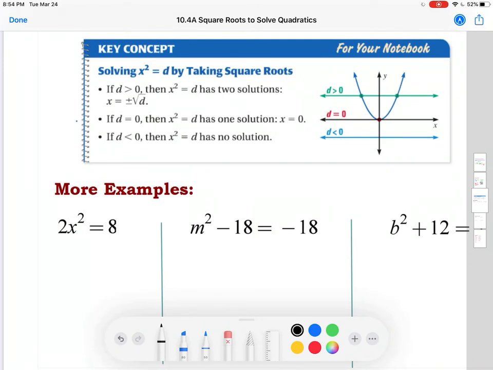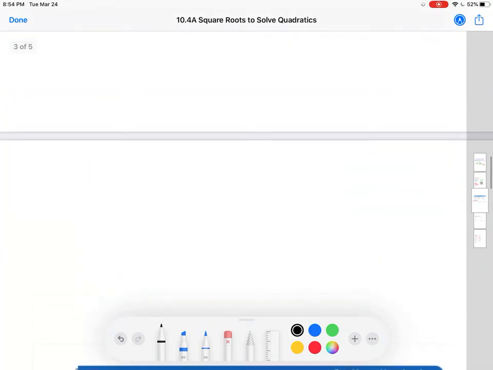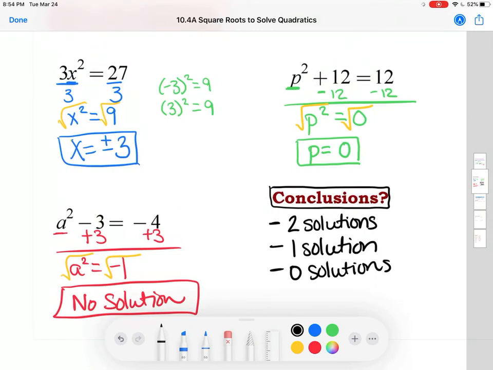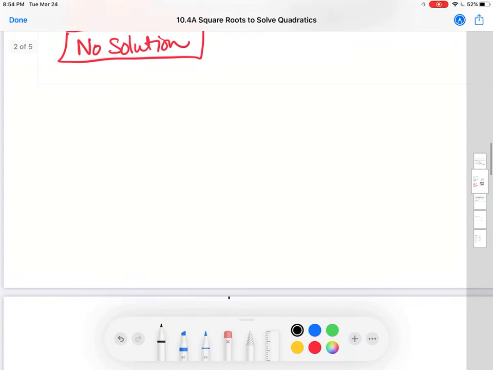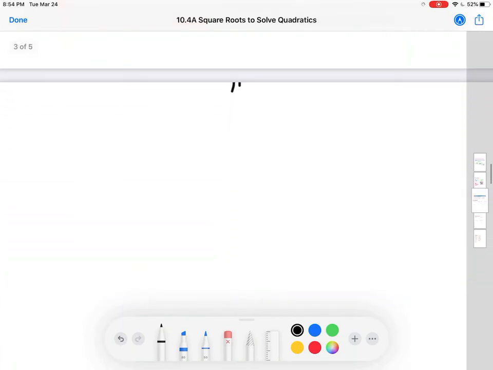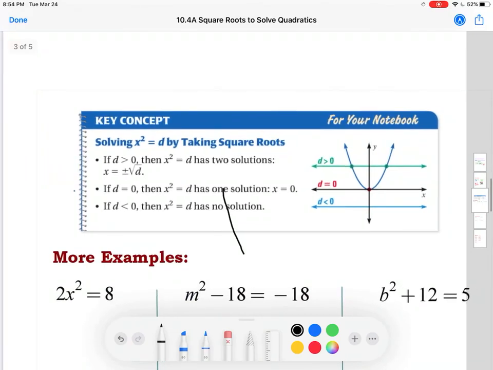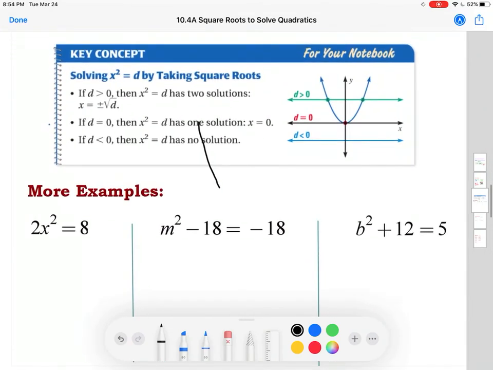If we have x squared equals some d value, so once we have that isolated up here, in our first one we had x squared equals 9, here we had equals 0, and there we had equals -1. If we have that, this little table tells us what's going on, why there are 2, 1, or 0 solutions.